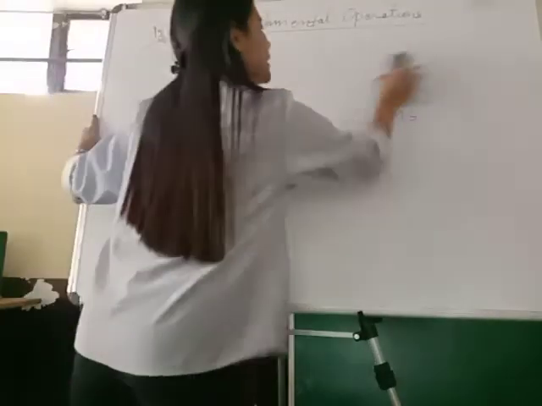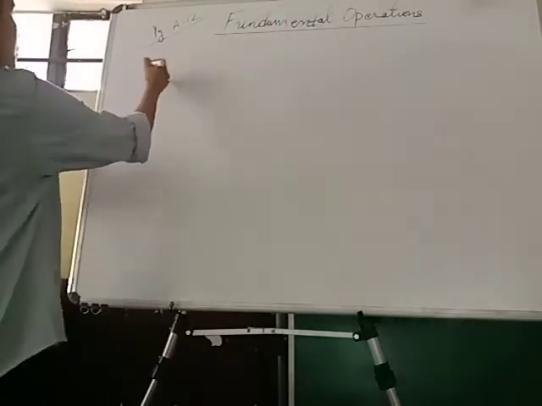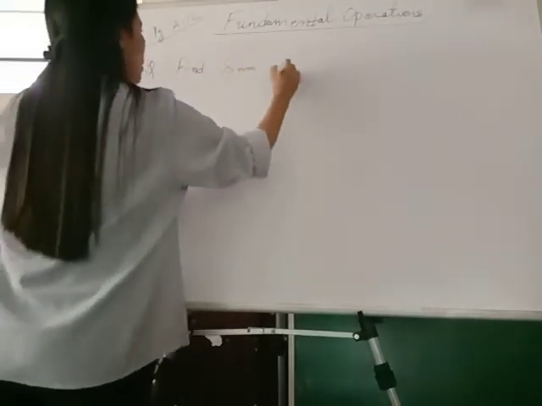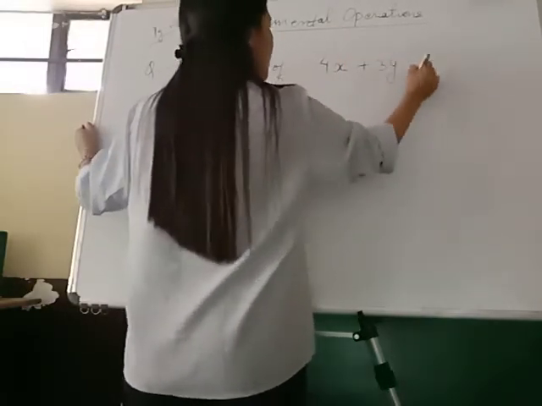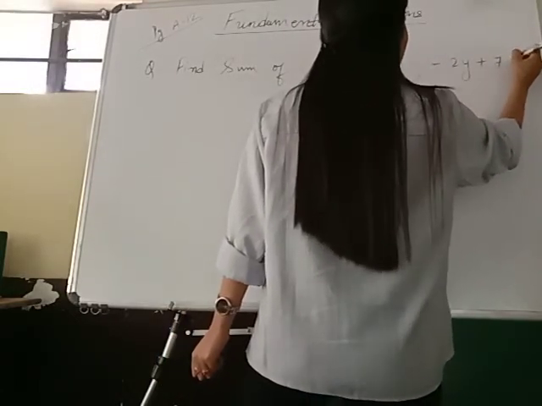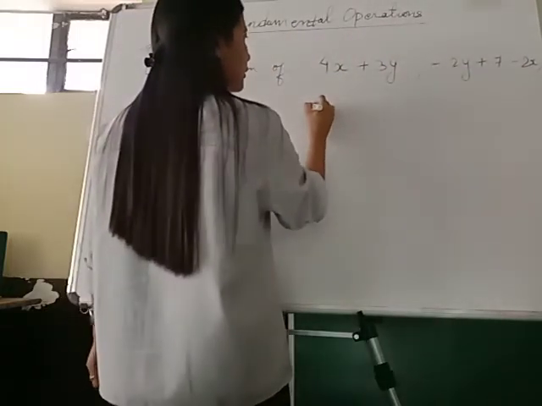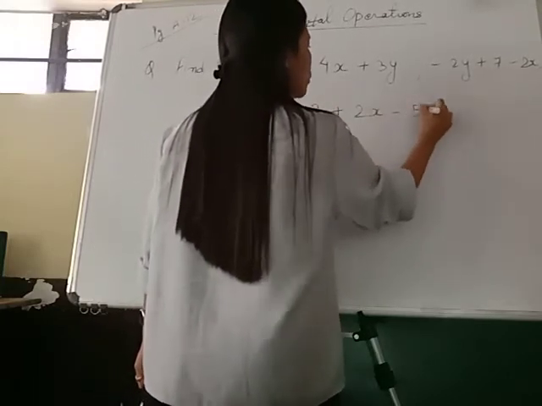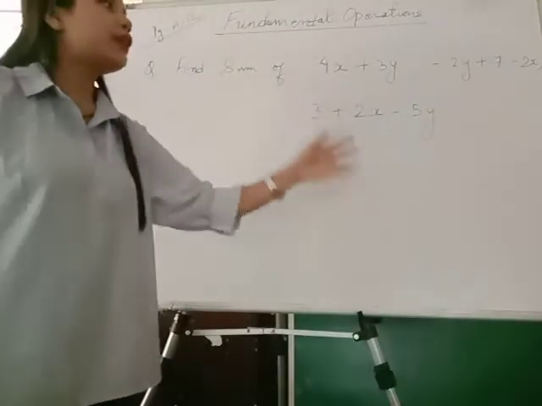So let me take one example and explain how to add the algebraic expressions. So suppose I have a question, say find the sum of 4x plus 3y minus 2y plus 7, minus 2x and 3 plus 2x minus 5y. So these are the 3 algebraic expressions whose sum is to be found out.